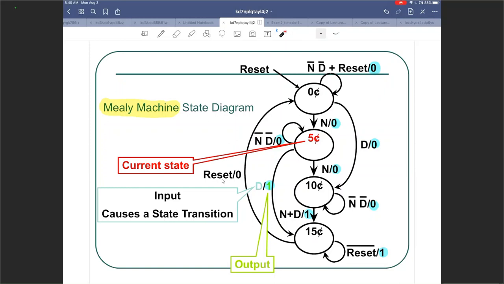All the other aspects of the design are very similar, right? So if you do not enter nickel or dime, you have a self loop. Reset, you go back to 0 cents. And if you are in 15 cents and you don't press reset, you stay in 15 cents. So that's essentially the Mealy machine alternative of the same vending machine finite state machine.